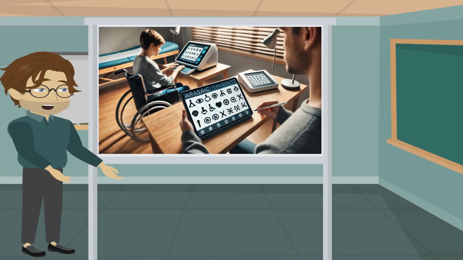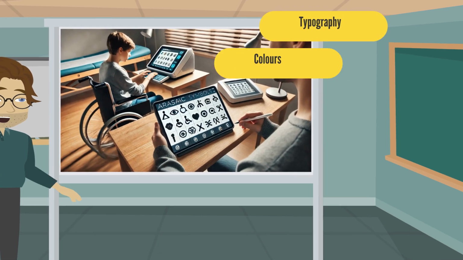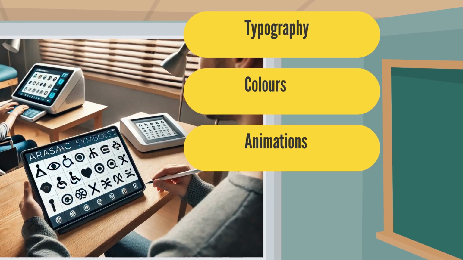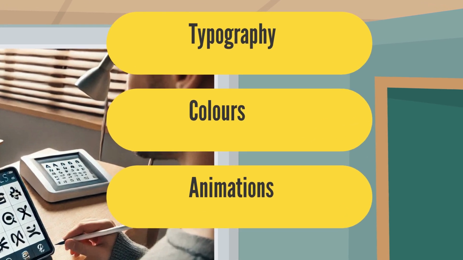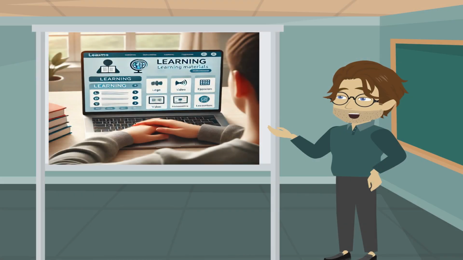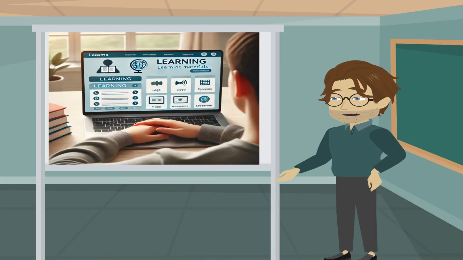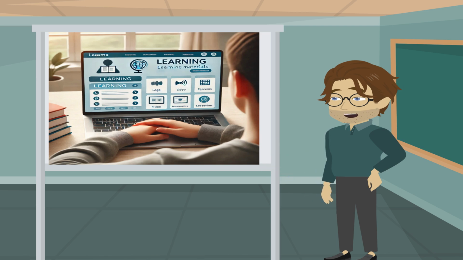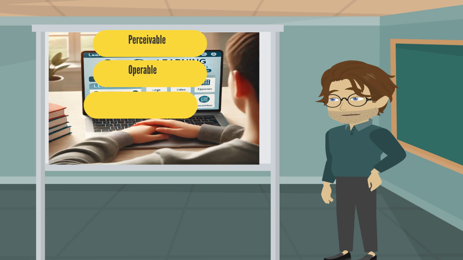Inclusive design, ID, extends to elements such as typography, colors, and even animations. The Web Content Accessibility Guidelines 2.1 appeared in 2008 by the World Wide Web Consortium. These guidelines define that accessible content must respect 4 principles of web accessibility: perceivable, operable, understandable, robust.